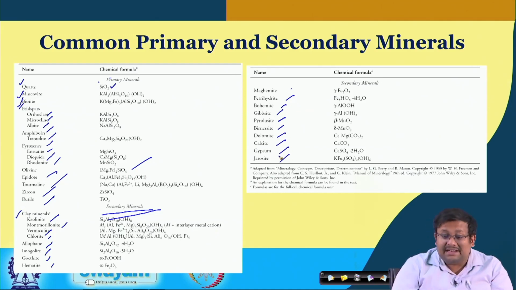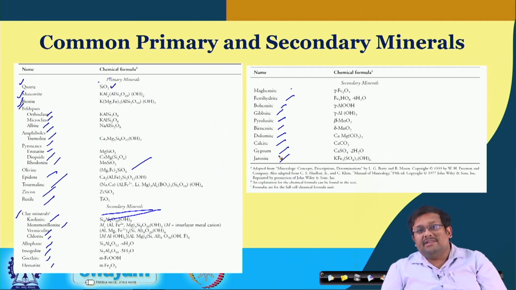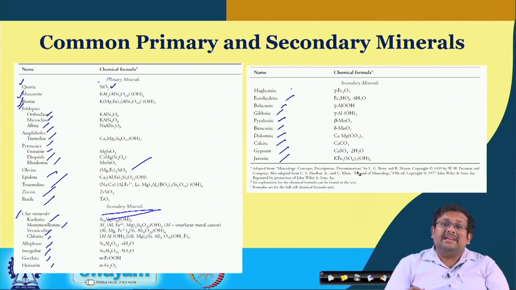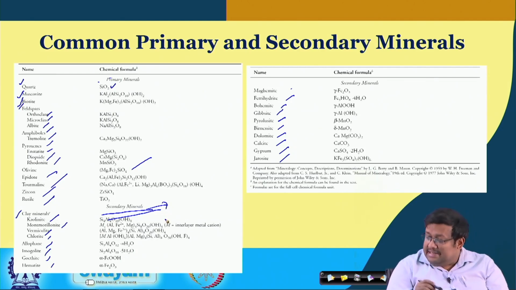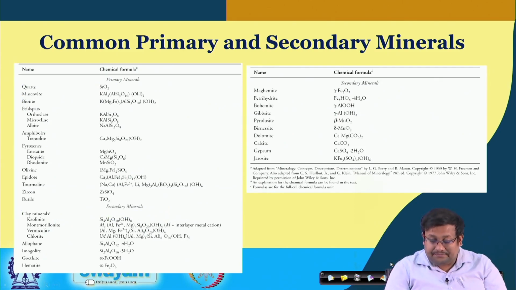So, all these are different types of secondary minerals, and they are basically developed from the primary minerals due to decomposition and weathering processes, especially chemical weathering. All these have specific chemical formulas, and the secondary minerals are mainly present in the clay fraction, whereas primary minerals are present in the sand and silt fraction.